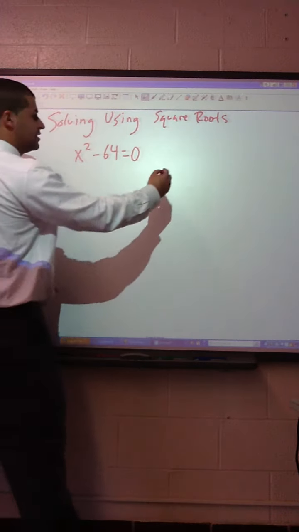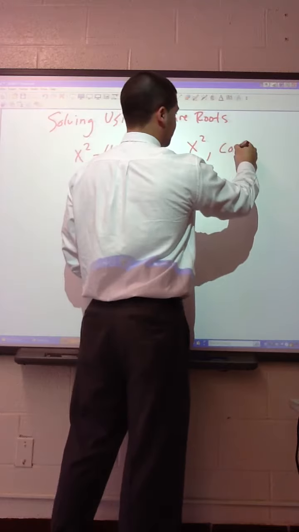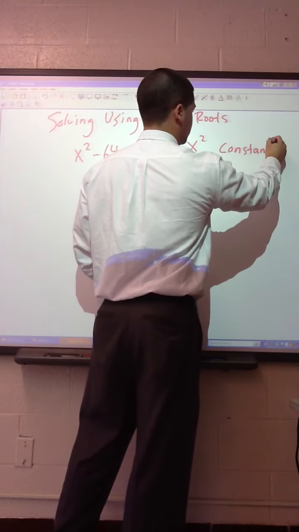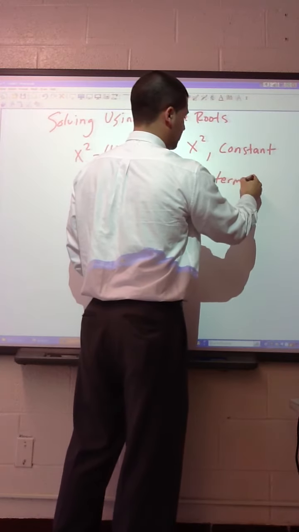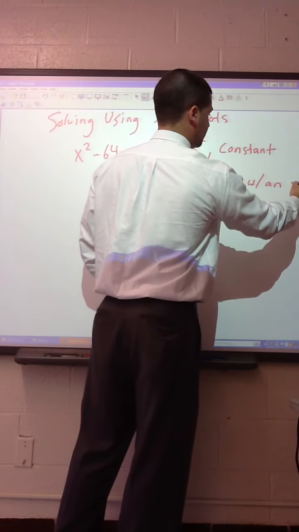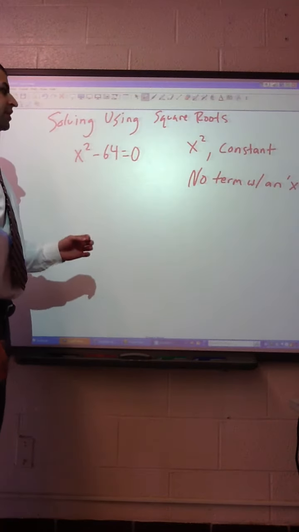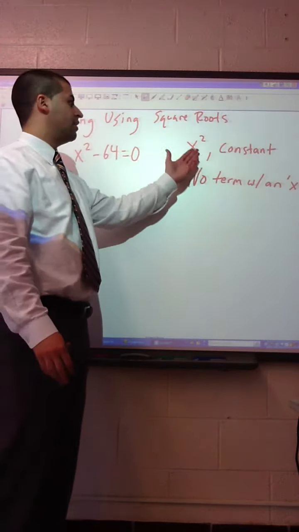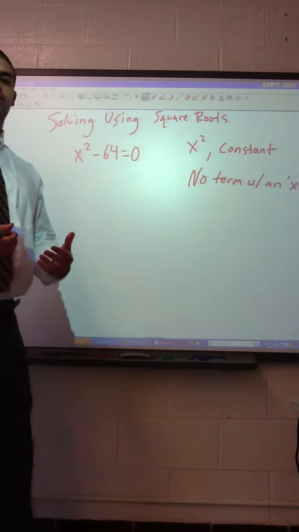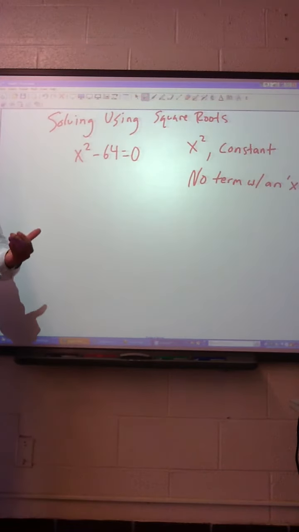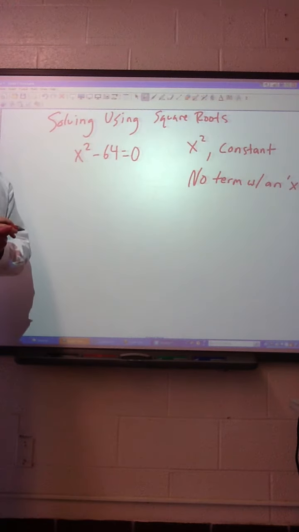So the key here is that we have an x squared term, a constant term, and we have no term with an x. If we had a term with just an x, we couldn't use the square root method because that's not a perfect square. X squared terms tend to be perfect squares. Constants, we can pull perfect squares out. Some are perfect squares, some of them we can just leave as simplified radicals.